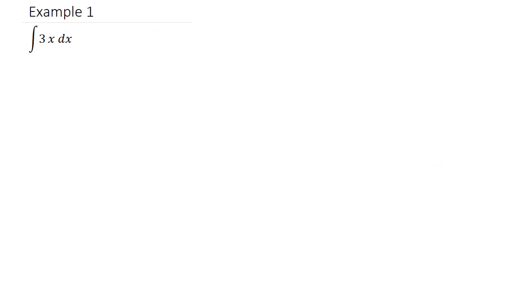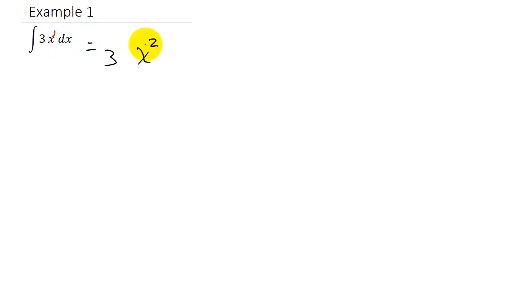Alright, so let's take a look at some examples. So here we're going to integrate 3x dx. So we're integrating this 3x with respect to x. So we know here that the exponent is 1. Okay, so we add 1 to the exponent. So we're going to get x to the 1 plus 1, and we have the 3 in front. Okay, and so 1 plus 1 is 2. So this exponent here will be 2.